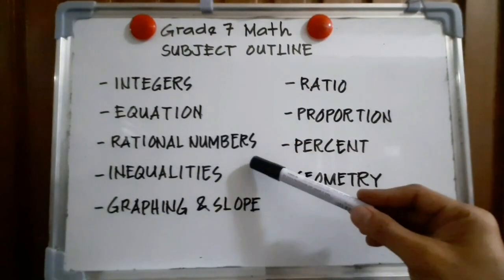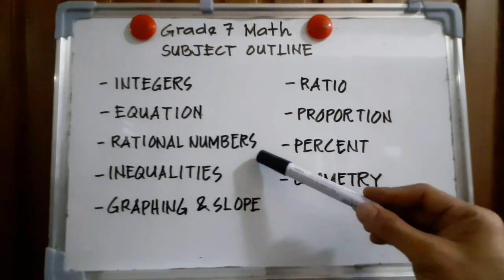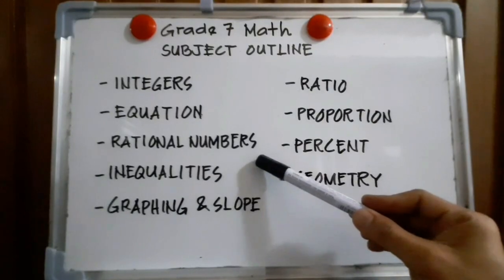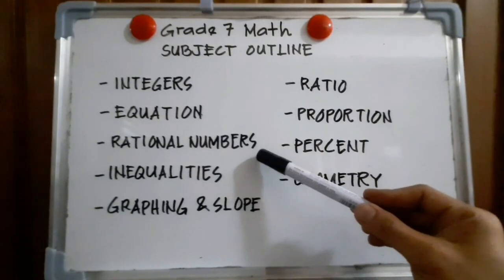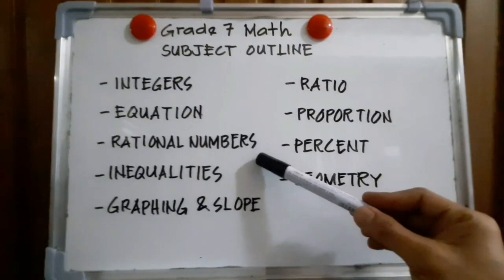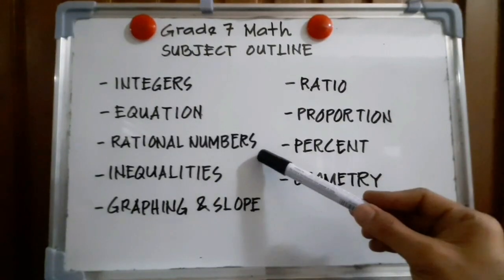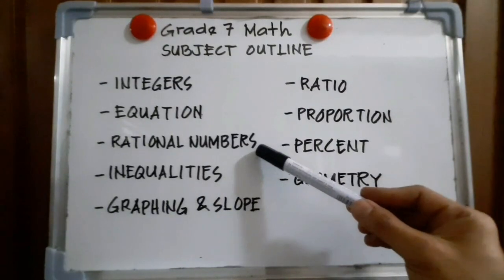When you say rational numbers, these are numbers that can be expressed in fraction form. Okay? So, in rational numbers, we'll be discussing addition, subtraction, multiplication, and division of fractions.